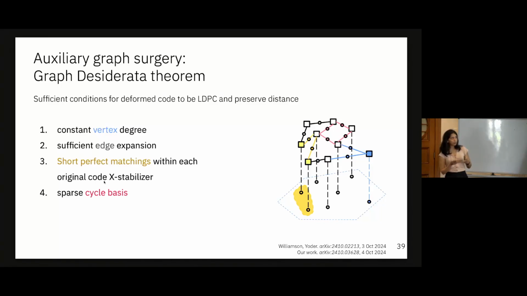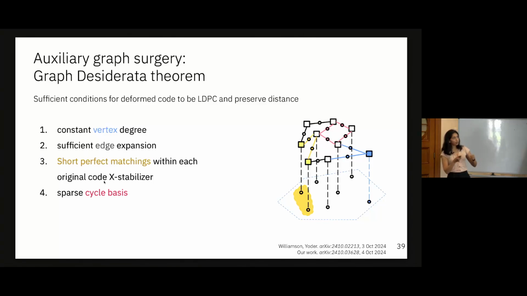So what do we need for this graph to satisfy the properties we want? We wanted to preserve distance, so it needs to have expansion, edge expansion, as defined before. We also wanted to stay LDPC, which means all of these new connections shouldn't be with too many components. We don't want very high weight stabilizers or high qubit degrees. So that kind of translates into needing constant vertex degree and short matching. Short matchings would just mean that the original X stabilizers would not deform and gain support into too many qubits.